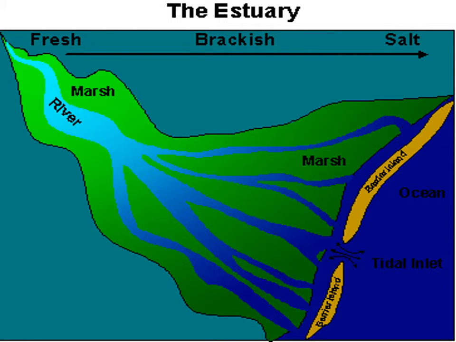Here's a great diagram of an estuary. So at the top left, you have the river, and it is dumping out into the ocean. And up at the top, you see an arrow goes from fresh to salt. The very middle there is brackish. So when you have a mixture of fresh water and salt water, that's called brackish water. And that's what makes estuaries so special, and where the life really thrives.